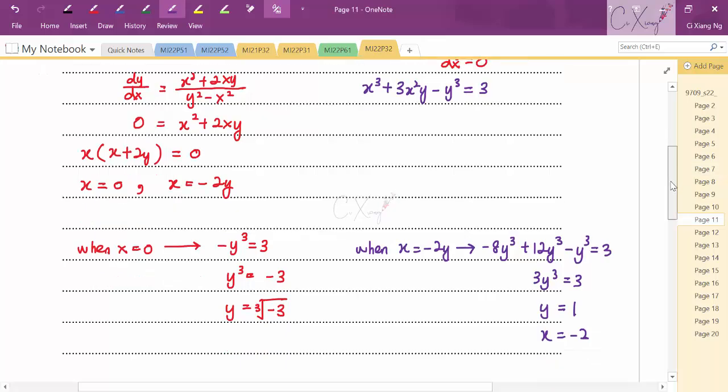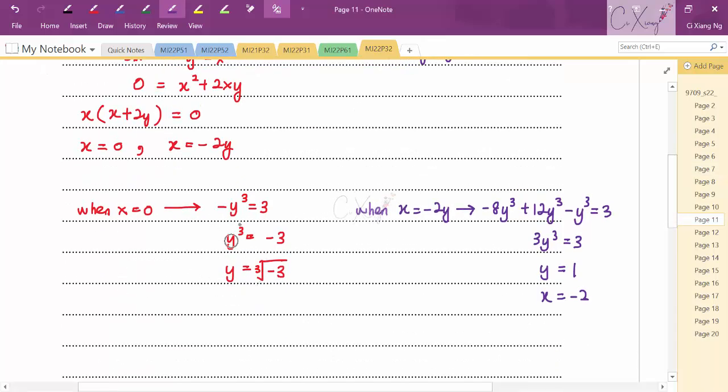All right, so we are having two coordinates here. The first one is in this color, and the second one is in purple color. All right, so you can write out the coordinates that they want us to find. The first one is actually 0 and also the cube root of negative 3. Another one will be negative 2 and 1. Right, so this is how we try to get the point when dy/dx is equal to 0.